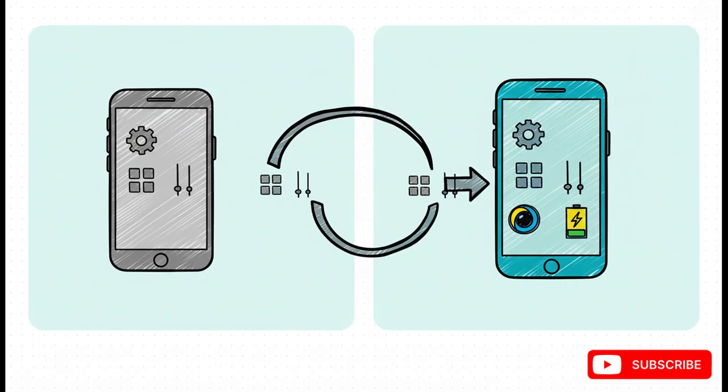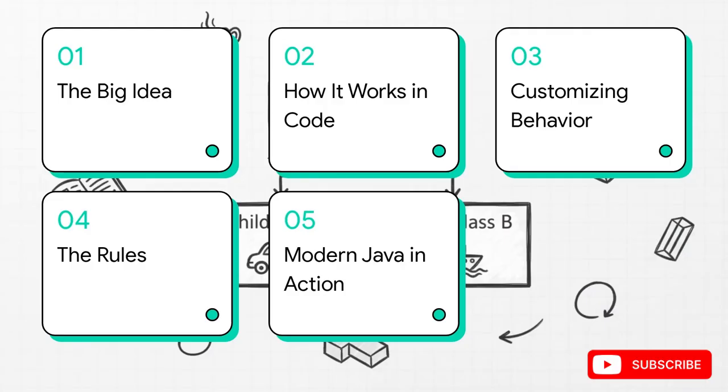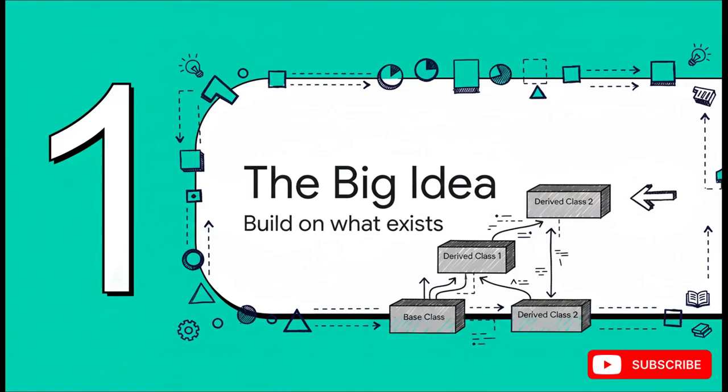That's the big idea. So here's the game plan for today. We're going to start with the big idea, then we'll jump right into the code to see how it actually works. After that, we'll look at how you can customize things, cover the must-know rules, and wrap it all up with a slick, modern Java 21 example. Sound good? All right, let's kick things off.